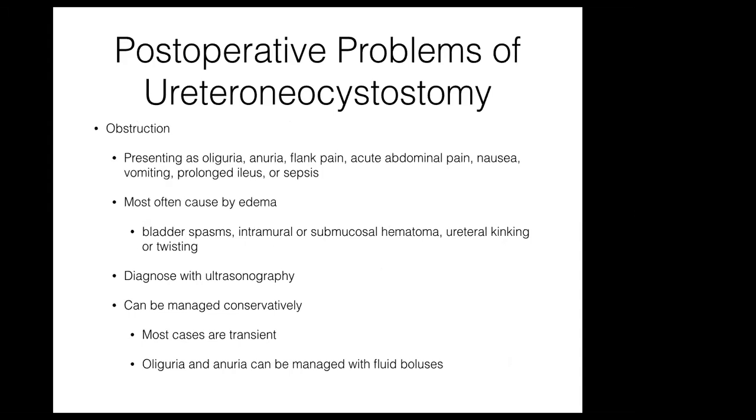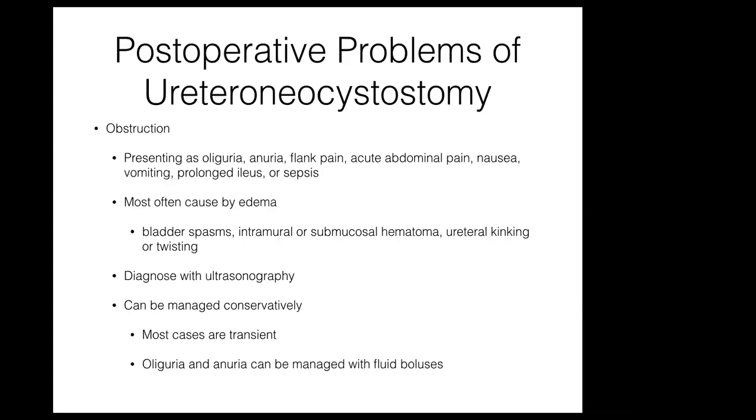So first is obstruction. Obstruction after ureteral cystostomy presents as oliguria, anuria, flank pain, acute abdominal pain, nausea, vomiting, prolonged ileus, and sepsis. Most often, it is caused by edema, but it can also be caused by bladder spasms, intramural or submucosal hematomas, ureteral kinking, or twisting.